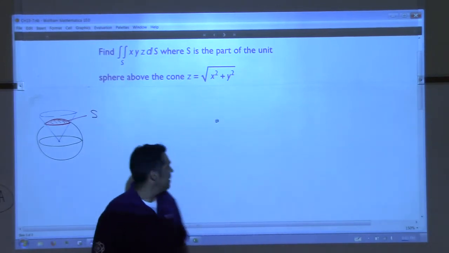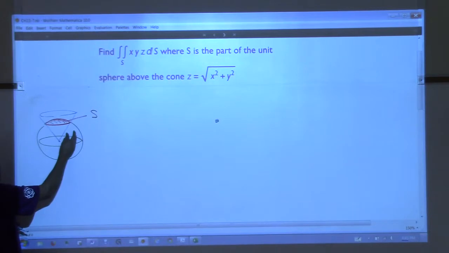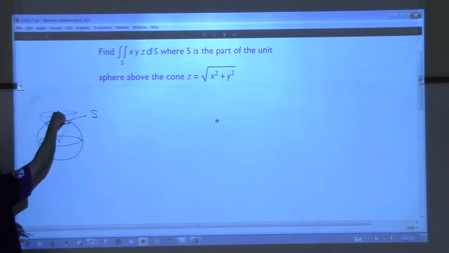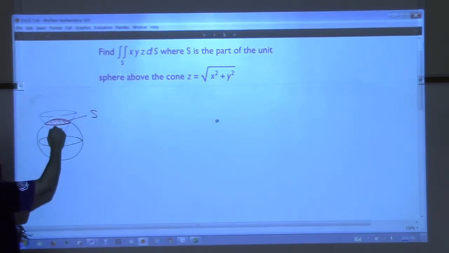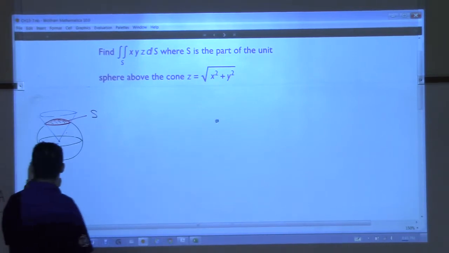Okay. Because look, if you were at a point right here, you would be below the surface of the cone. If you were inside the cone, then you would be above the cone. Right? Right. Everyone got that? Okay, now we need to come up with a way of drawing that.